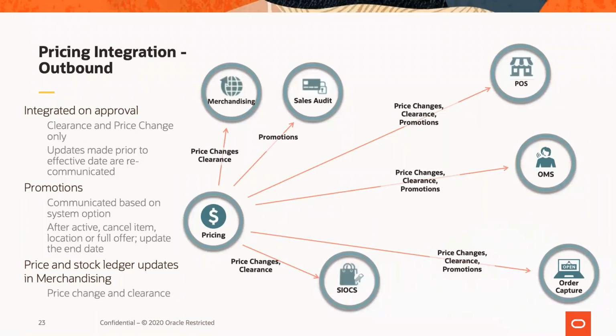How does clearance reset work with SIM? The way that SIOCS takes in price change and clearance is similar to what it did in the past. I don't know exactly what it does with the reset, but I know that it would take it in as a price change. It would move it back to regular price and understand what that new retail should be. Similar to when we send the reset down to the point of sale, I believe it has logic to be able to apply that.